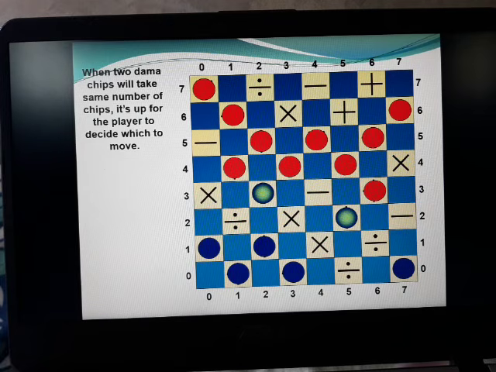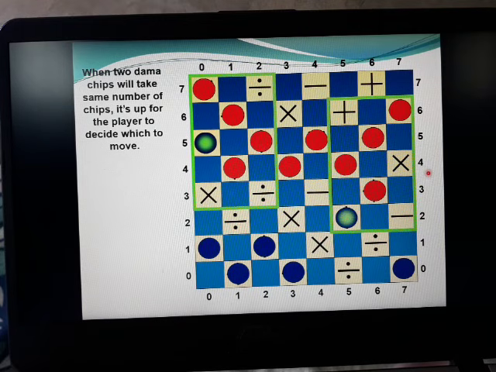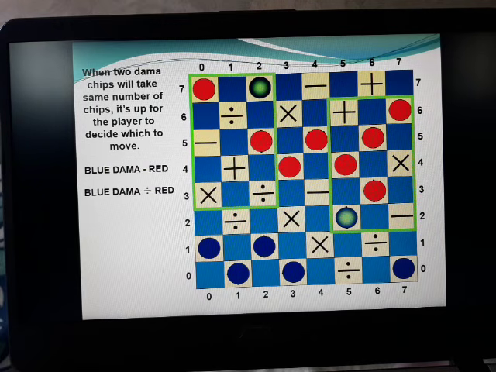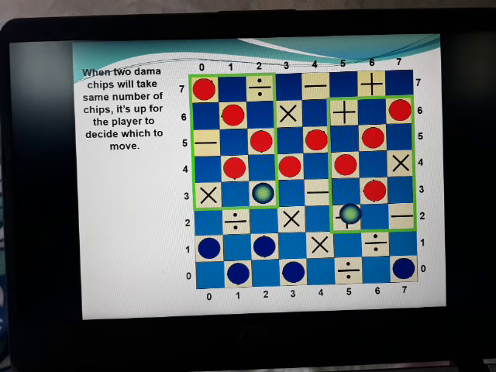So when two Dhamma chips take the same number of chips, it's up to the player to decide which to move. For example, here, two blue Dhammas can take two red chips, both. So it's up to the player to decide which Dhamma or which move he or she is going to take. So blue Dhamma minus red, or blue Dhamma divided by red, or blue Dhamma times red, and then blue Dhamma plus.